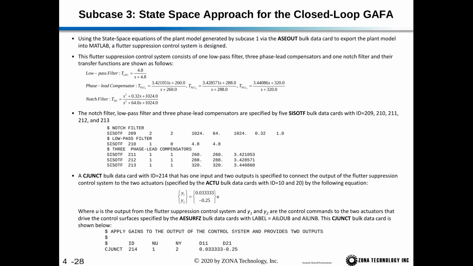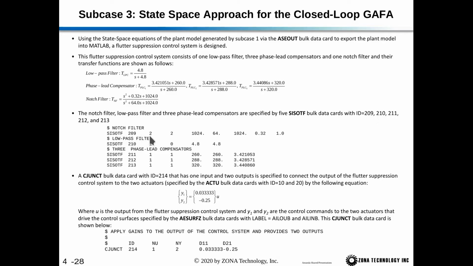So this flutter suppression control system consists of one low-pass filter, 3 phase lead compensators, and 1 notch filter, and their transfer functions are shown here. So we have a low-pass filter, we have the notch filter, and then we have 3 phase lead compensators. So the notch filter, low-pass filter, and the 3 phase lead compensators are specified in the ZAERO input deck by 5 CISOTF cards with IDs 209, 210, 211, 212, and 213.